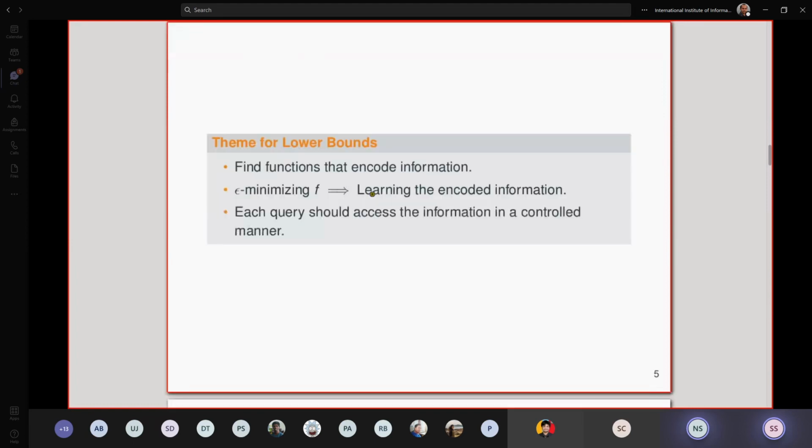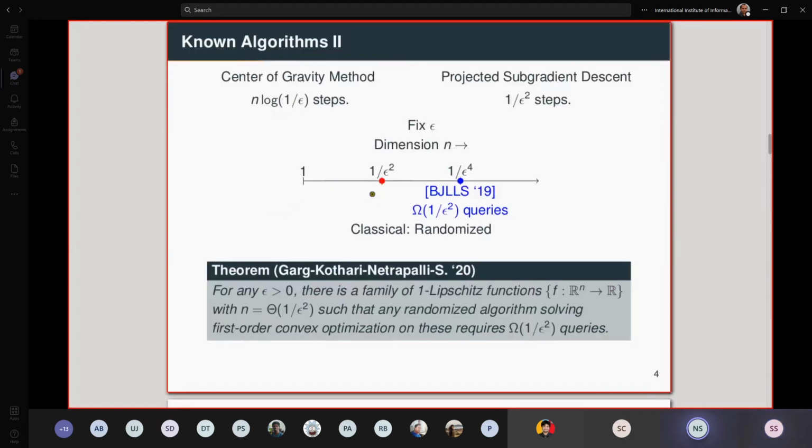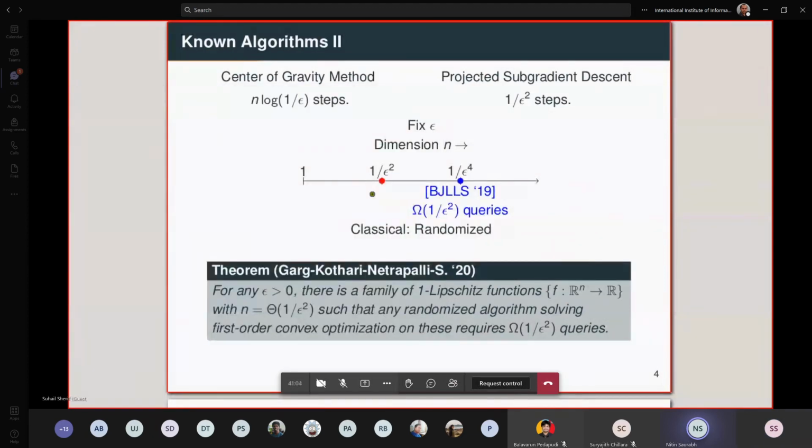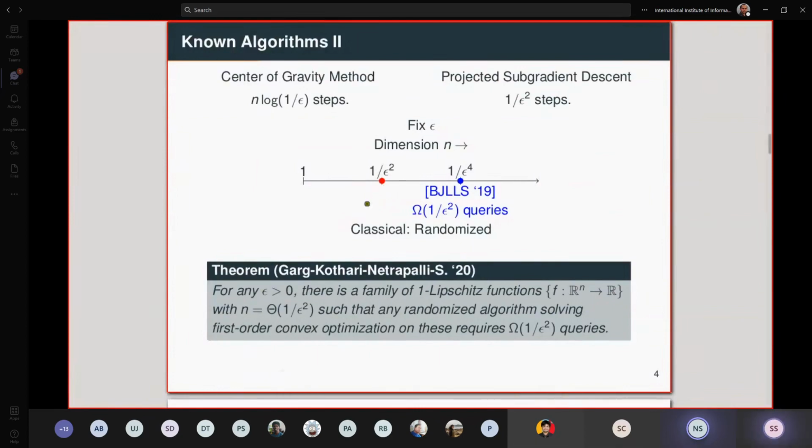Right. Sorry, Suhail. Yeah, I have a question. From 1 over epsilon to the 4, it went to 1 over epsilon square times log 1 over epsilon, is it? No. So the lower bound, there was always known that from this point onwards, there's a lower bound of 1 by epsilon square log 1 over epsilon queries. Oh, I see. On the queries, if the dimension is at least 1 over epsilon square. Yeah. I see.